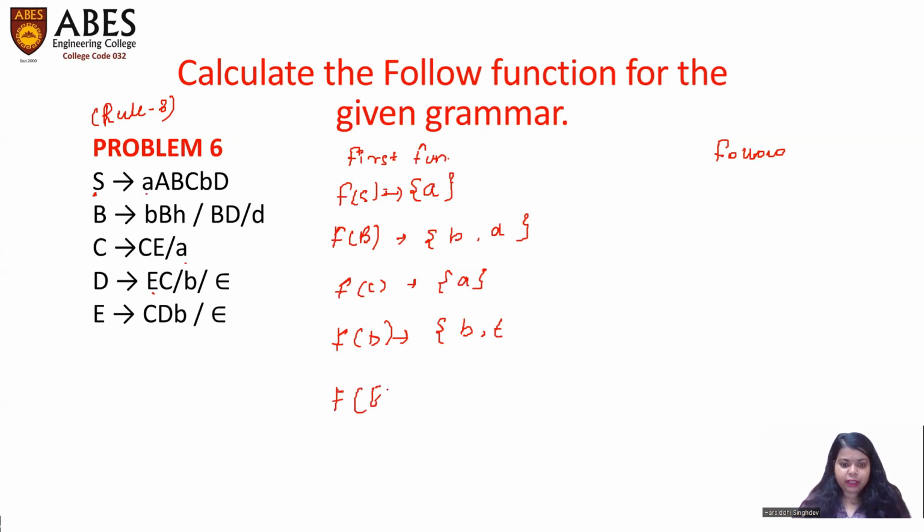First of E will contain first of C, that is a, or epsilon. So here we also got a. Okay, this is the first set for this particular production. Now we have to see the follow. So let's start. Here, follow of S.